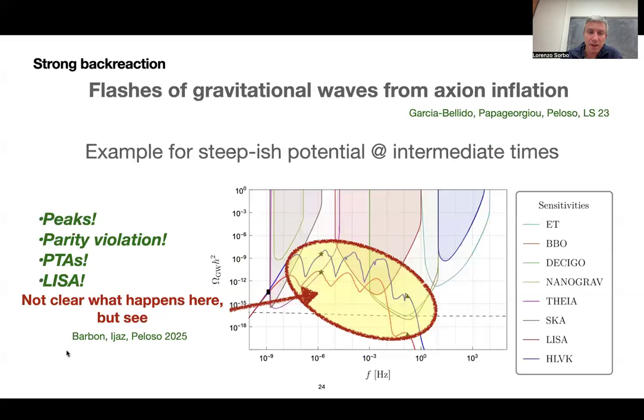More recently, Barboni and Peloso have studied the emergence of important gradients in the inflaton, and what they've shown is that while, for instance, this choice of parameters gives a spectrum that is not trustable, one can cook up other inflationary models where one gets similar spectra with oscillations, and these oscillations we trust because the inflaton gradient stays small all the time.